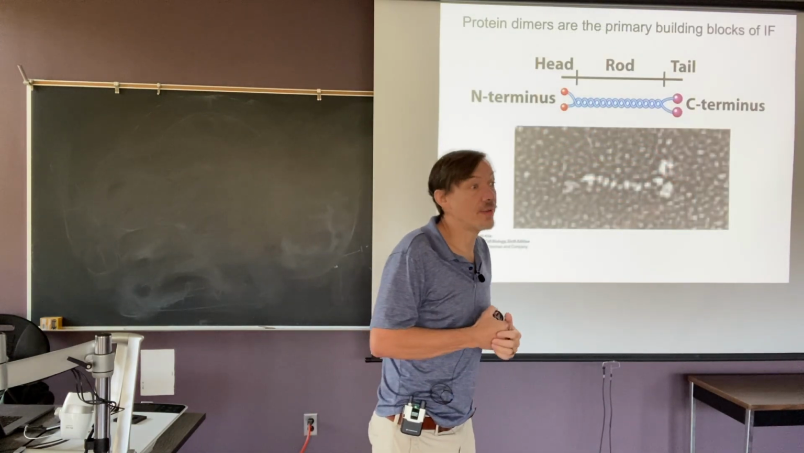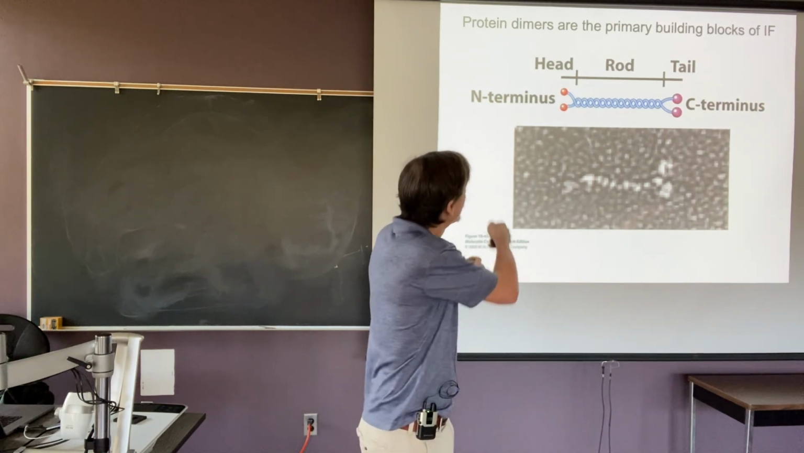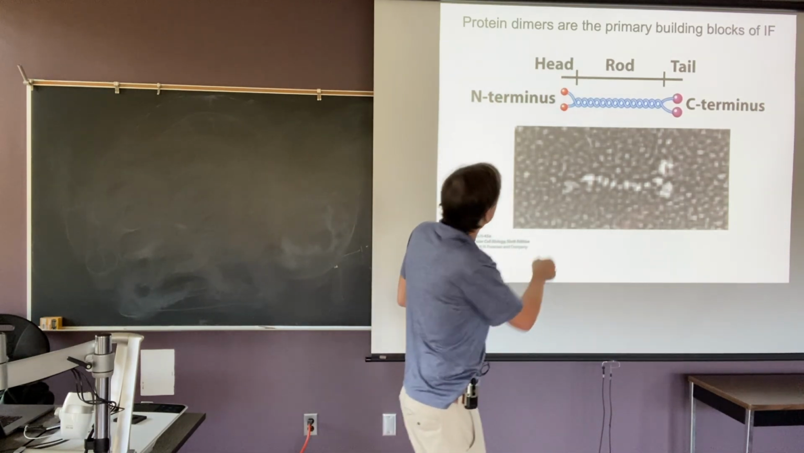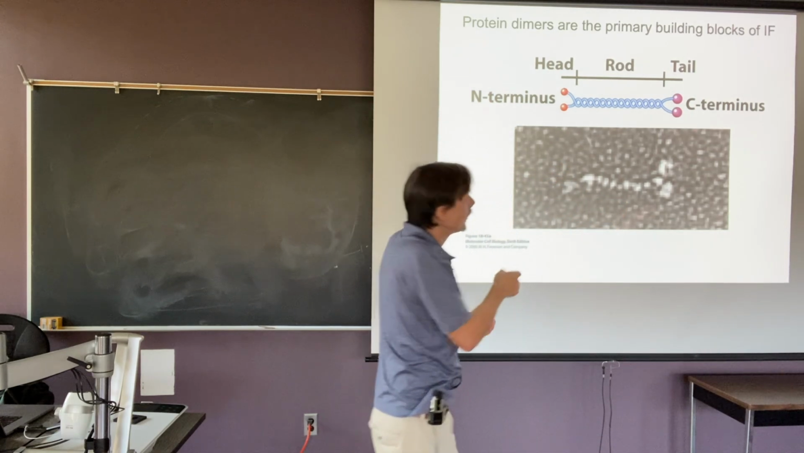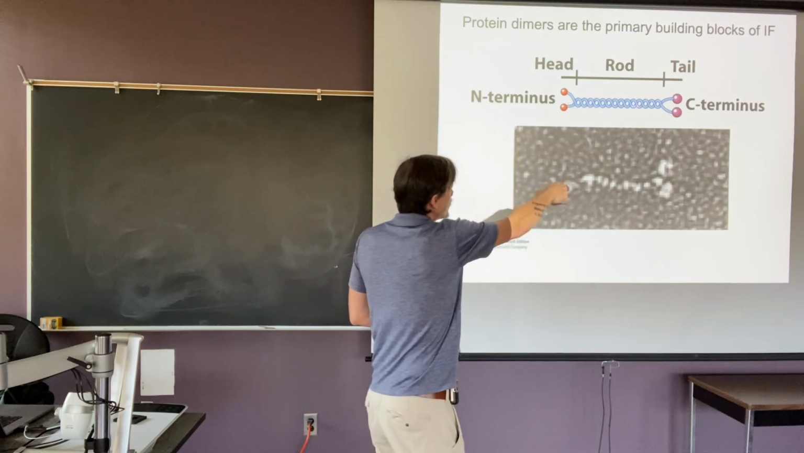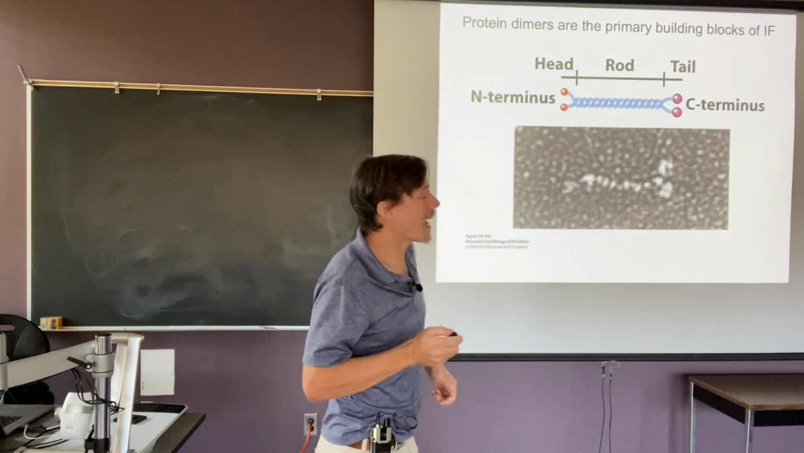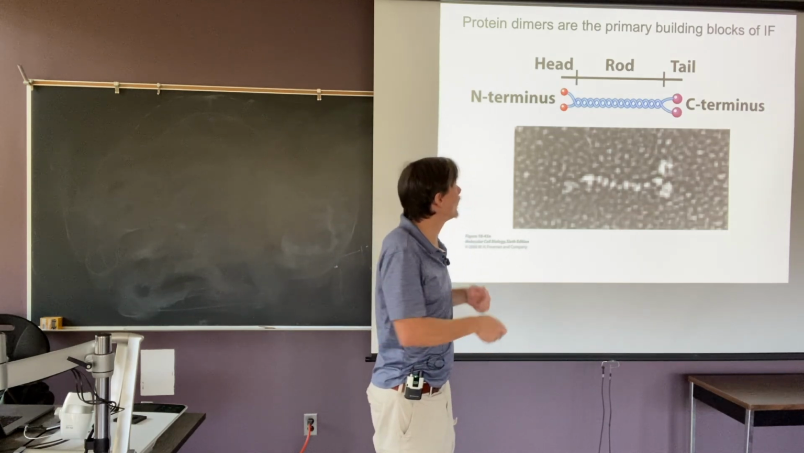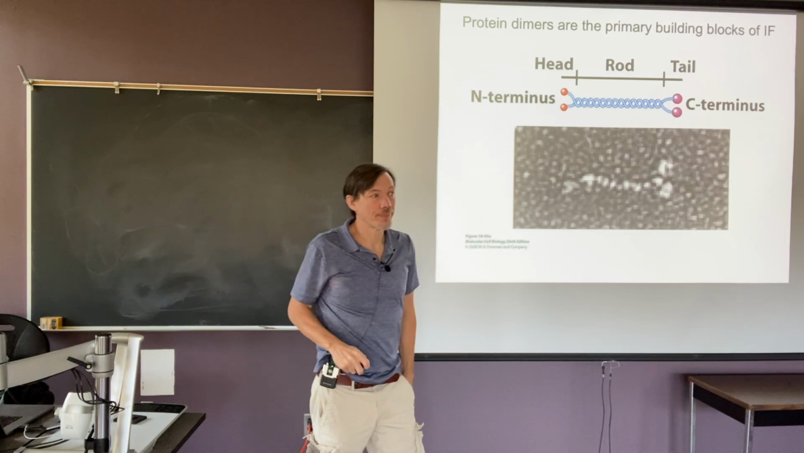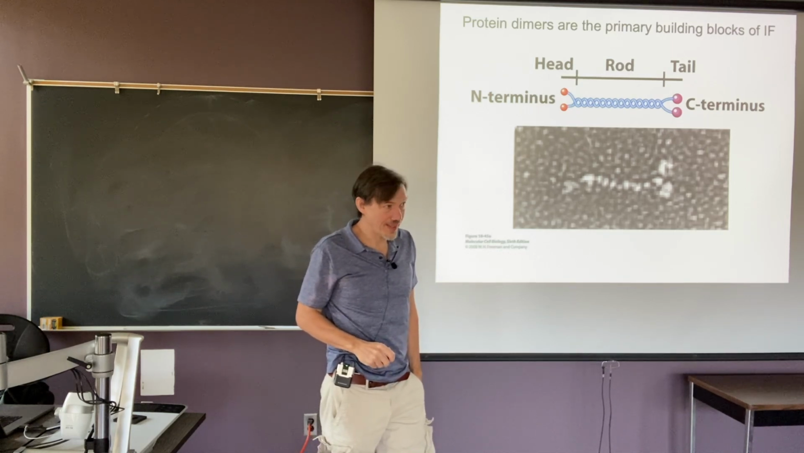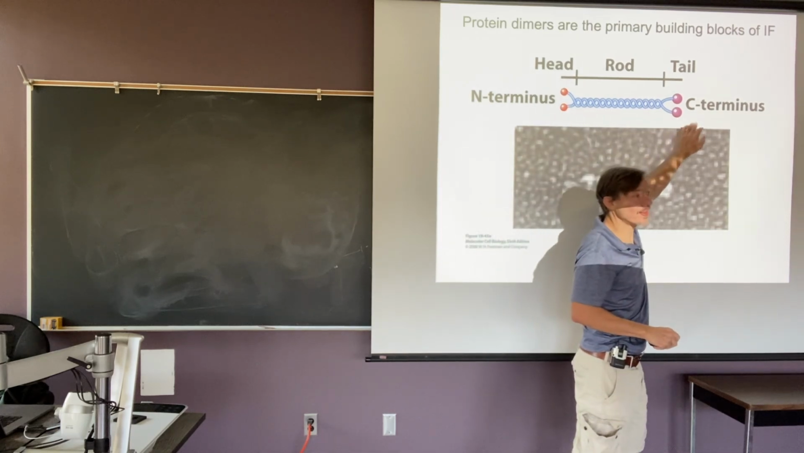It turns out that these intermediate filament proteins are built up from dimers, and here we can see that we've got this N-terminus and a C-terminus, and it basically forms this helix here, and this is the primary building block. And I'll just ask you, does this protein have a polarity? Yes. So there's a distinct end over here that is going to be different than over here, so it has a polarity.